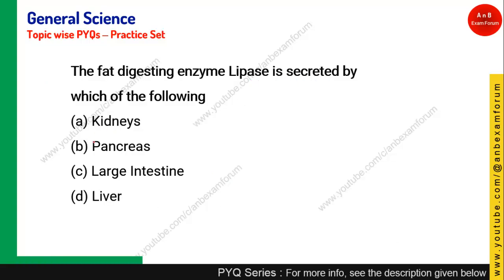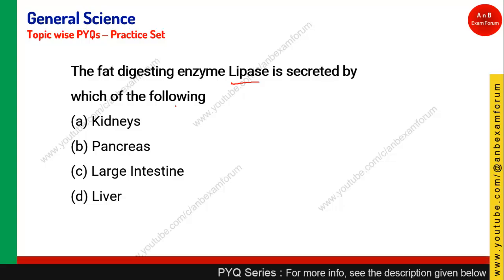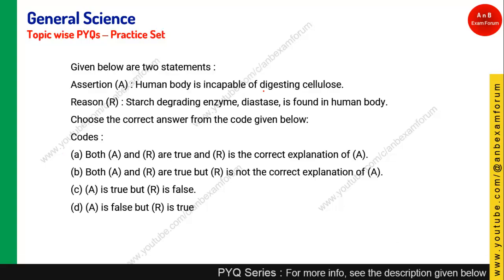Let's see the next question. The fat digestive enzyme lipase is secreted by which of the following? Kidney, pancreas, large intestine and liver. Just now in the table we have seen it is the pancreas. Pancreas secretes majorly three enzymes. The first one is trypsin, which converts protein into peptides. The second one is lipase, for fat into fatty acid and glycerol. Okay, so let's see the next question.